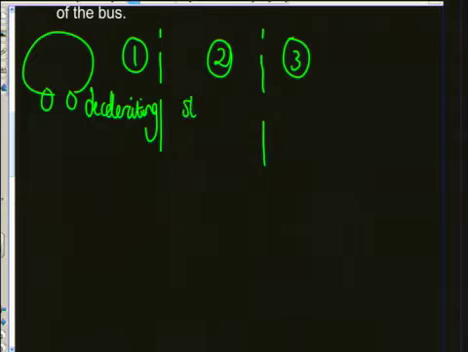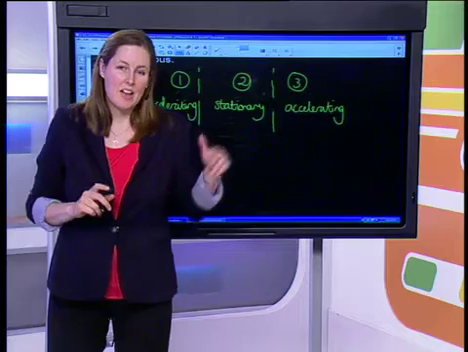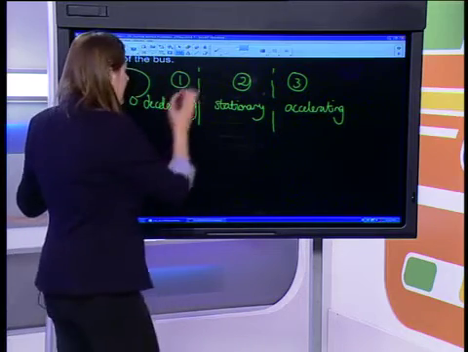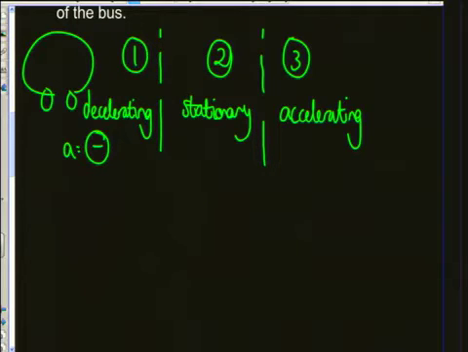Stage 2, it was stationary, not moving. Stage 3, it is accelerating again. So I would like to even predict what the acceleration is going to be. During this first stage, it must be negative. Why? Because it's decelerating. So acceleration will be negative.